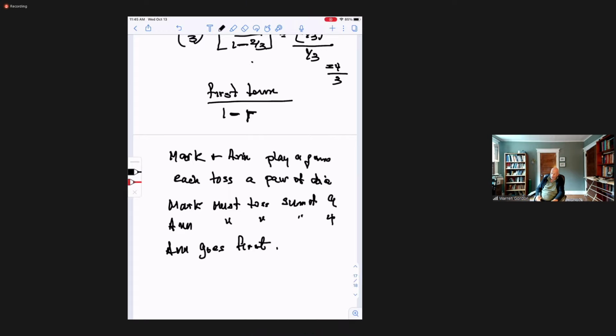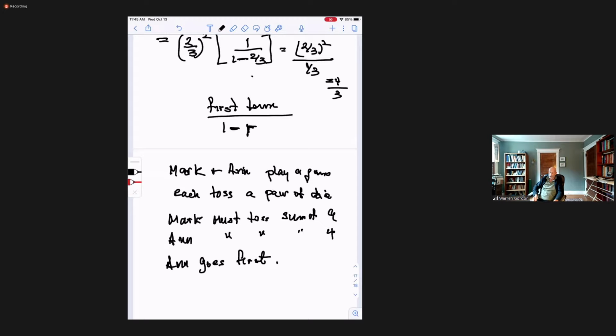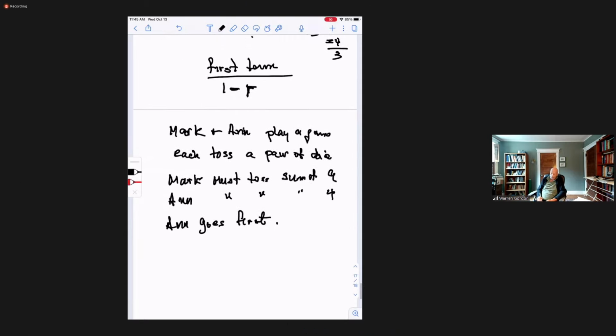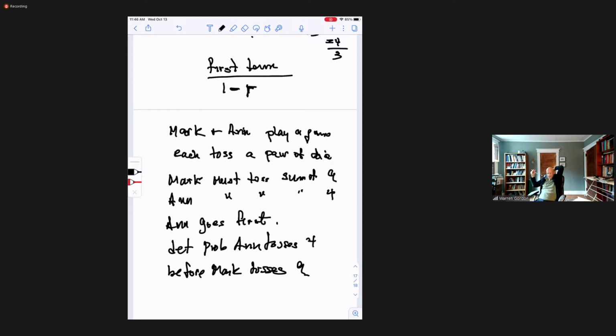Okay, so who wins, meaning who tosses their sum first? Does Ann get the sum of 4 before Mark gets the sum of 9, or the other way around? So my question is, what's the probability that Ann tosses a 4 before Mark tosses 9? Okay, so let's make sure we understand the game.